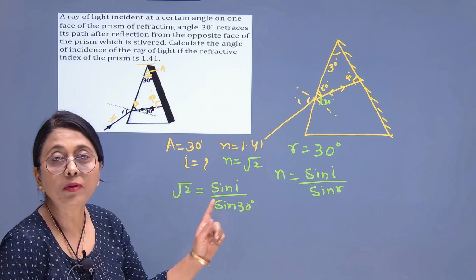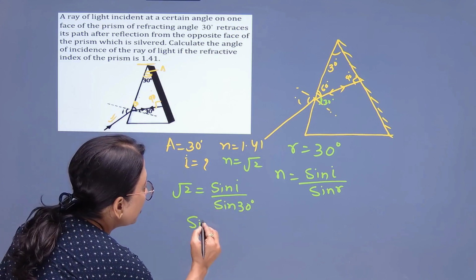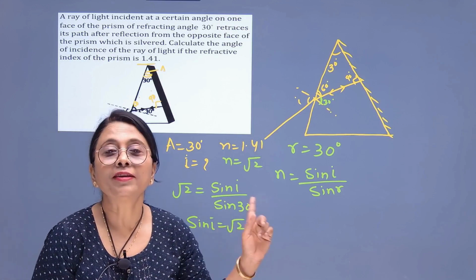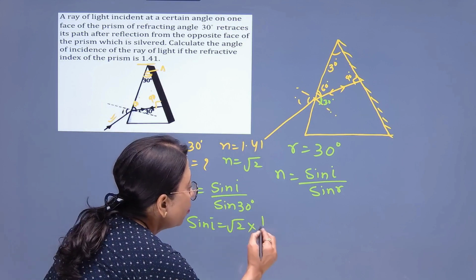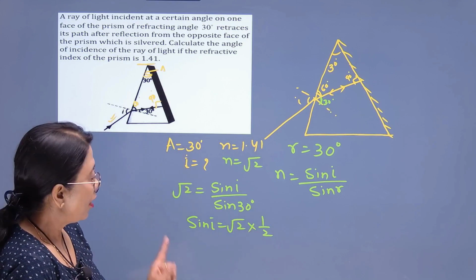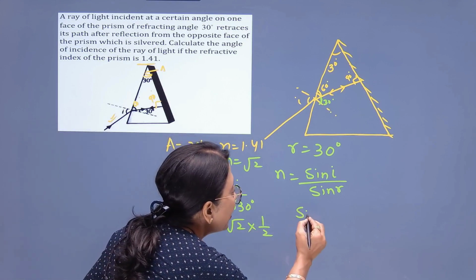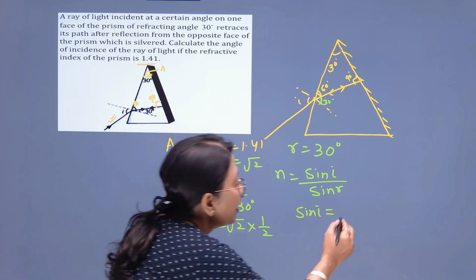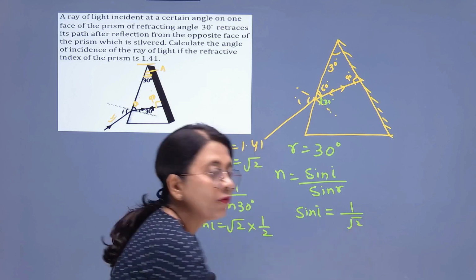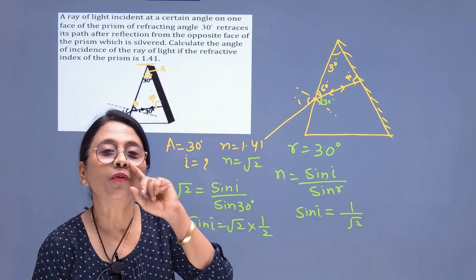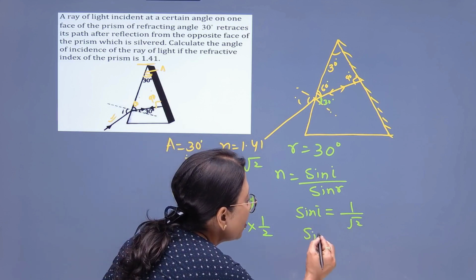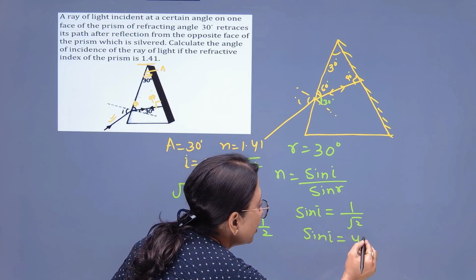Right? So how much will be the sin I? Sin I will be equal to √2 into sin 30. All of you know the value of sin 30, how much is it? 1/2. Right? So now from here we get that sin I is equal to √2 into 1/2. That means we are left with 1/√2. We got 1/√2. All of you know the value of 1/√2, how much is it? 45. So sin I will be equal to 45 degree.